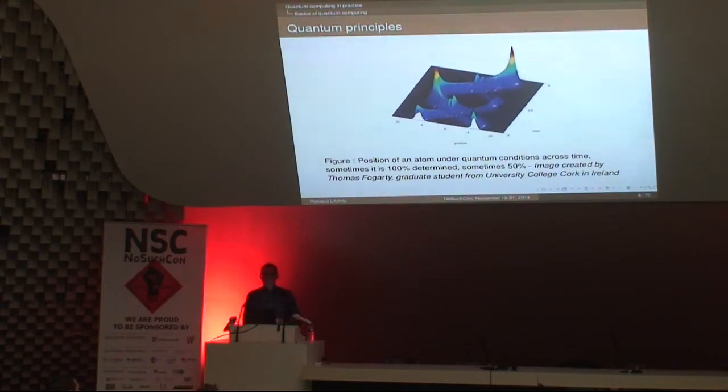Here you have a figure of the probability distribution of the position of an atom across time. You see the red peak: sometimes it's 100% determined, sometimes it's 50% determined, but at other times it's less than 50-50. The atom can be at many positions at the same time. It's when you measure that the atom will be at a fixed position.